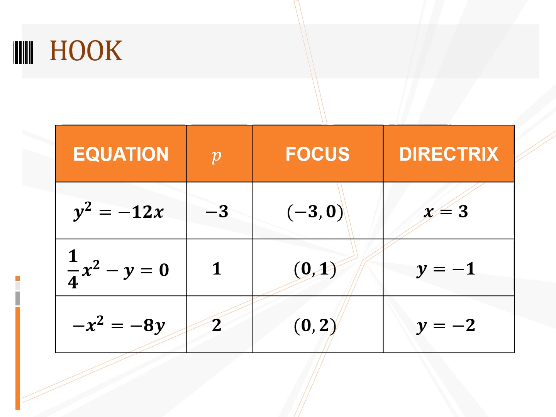The second equation, 1/4 x squared minus y equals 0, has p equal to 1, focus at (0, 1), and the equation for the directrix is y equals negative 1. And for the last equation, negative x squared equals negative 8y, p is 2, focus is at (0, 2), and an equation for the directrix is y equals negative 2.